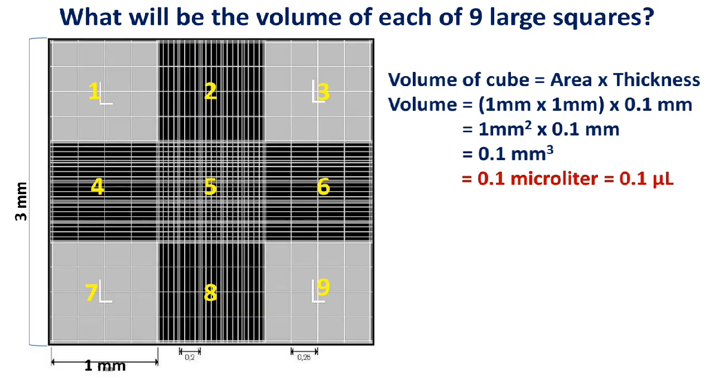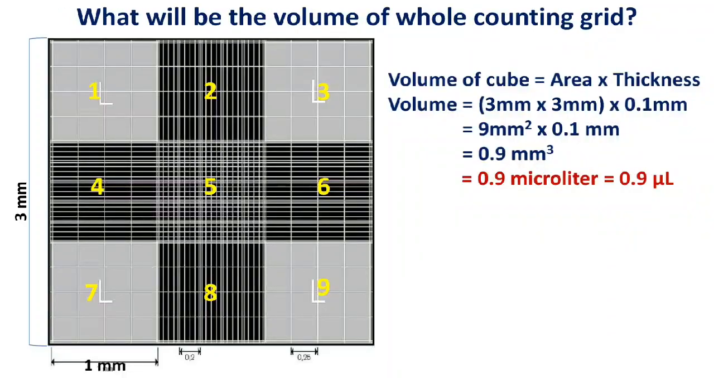So volume of a large square will be 1 times 1 times 0.1, equals 0.1 cubic millimeter, or 0.1 microliter. Volume of a whole 3 by 3 counting grid will be 0.9 microliter.